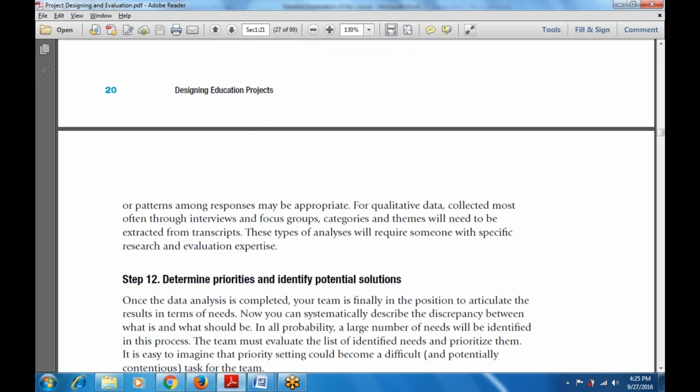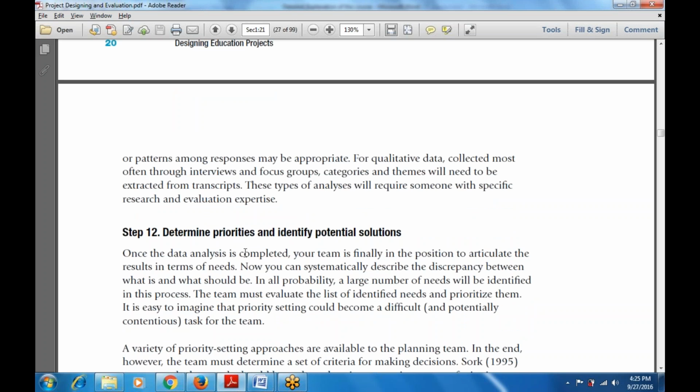Okay. So this is the third step, or step number 11, that is, perform the data analysis. How to analyze the data must be appropriate to the responses given. For qualitative data collected most often through interviews and focus groups, categories and themes will be extracted from the transcript. These types of analysis require someone with specific research and evaluation expertise.